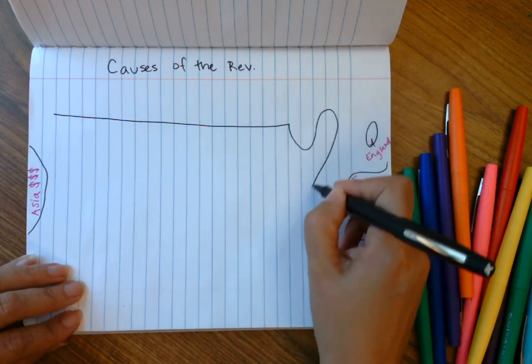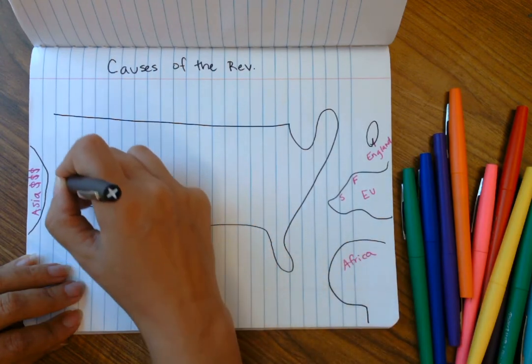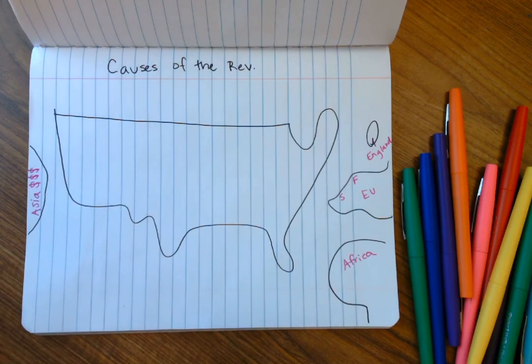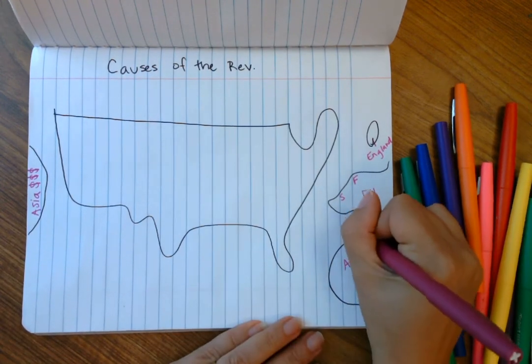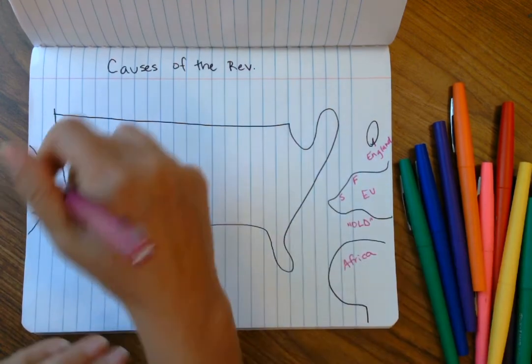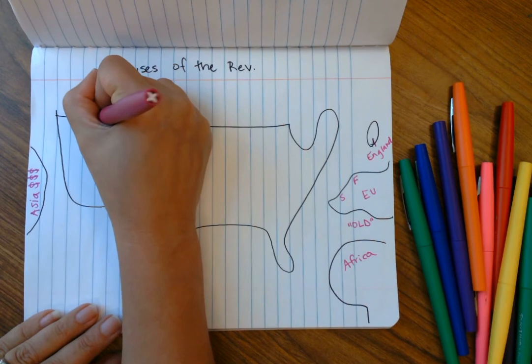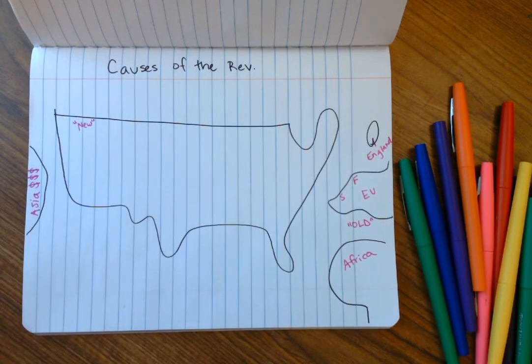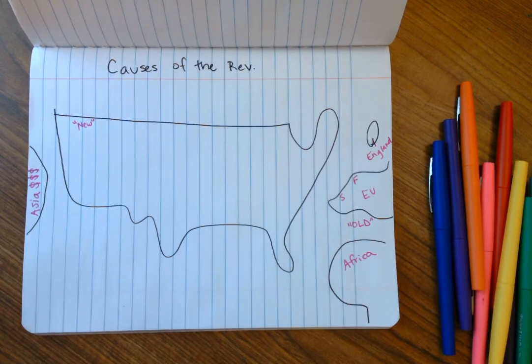Dip down, around, over, bump, bump, over, and up. All right, so I have my old world here, and I have my new world up here. All right, we're going to go in and label our physical geography first, labeling my physical geography.